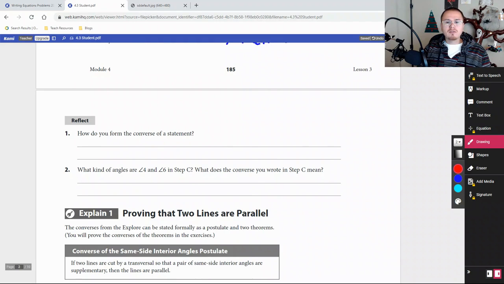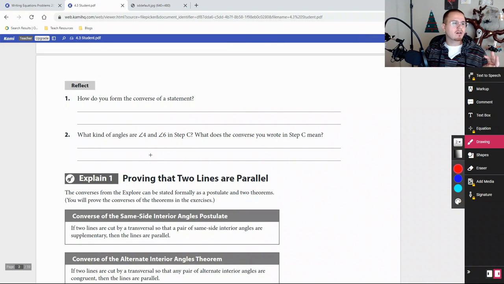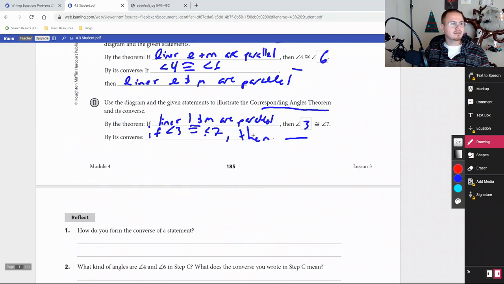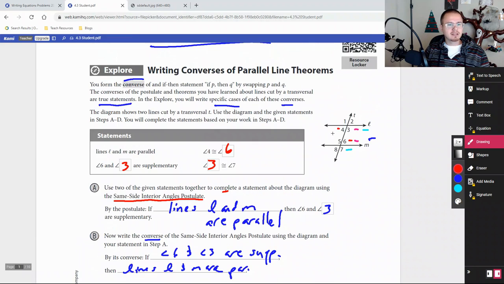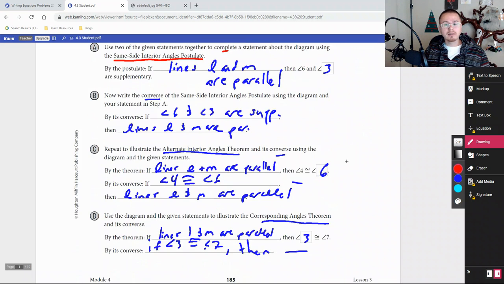Alright, so how do you form the converse of a statement? You're basically reversing the hypothesis and conclusion, right? So if it's if P then Q, it's if Q then P. Simple. What kind of angles are angles 4 and 6 in step C? What does the converse you wrote in step C mean? So there's step C. Let's take a look at angles 4 and 6. They are alternate interior angles. And if they are congruent, then that means that the lines are parallel, L and M.